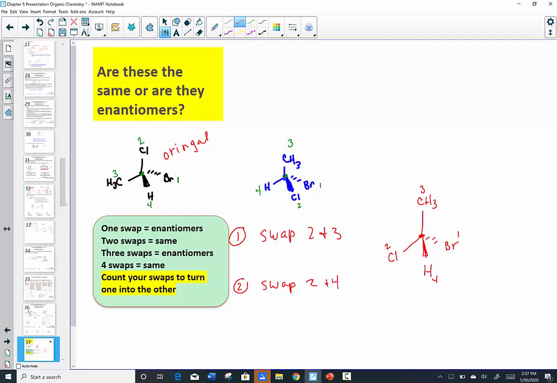And when I do that, I'm going to swap these two first. First swap, Cl and CH3. Second swap, the chlorine and the hydrogen. And when I redraw that swap, I've now created the same molecule as the target. So this was the enantiomer in the first swap. This was the same molecule in the next swap. So these two are the same. It took an even number of swaps, 2 swaps, and I was at the same molecule.